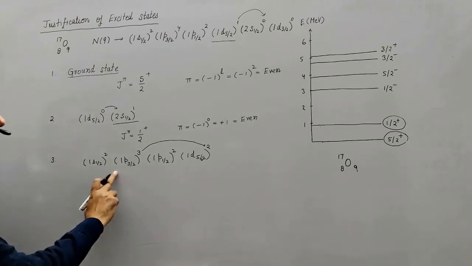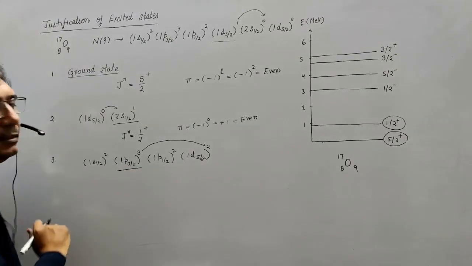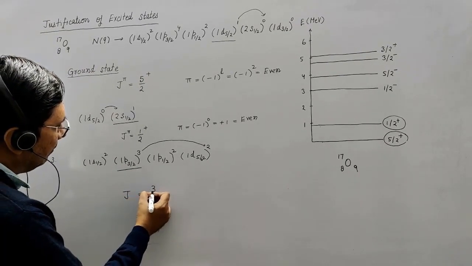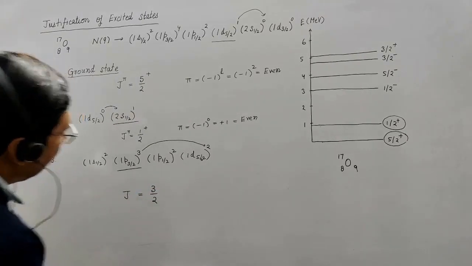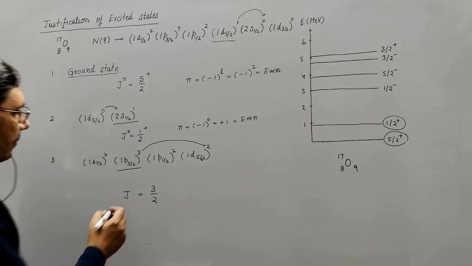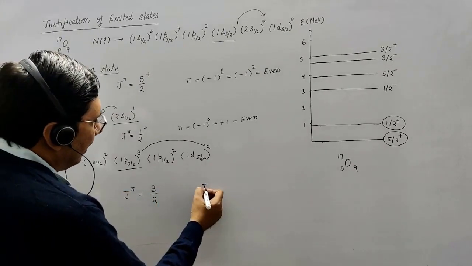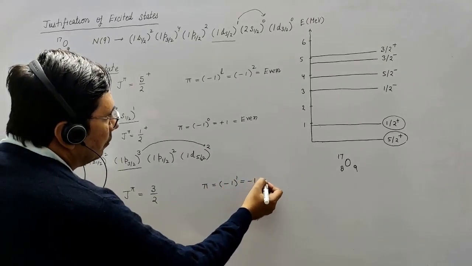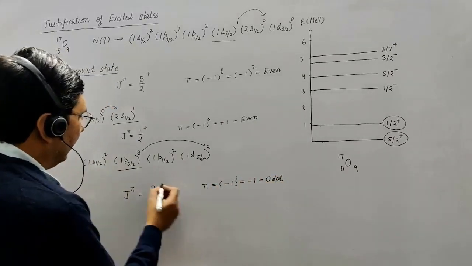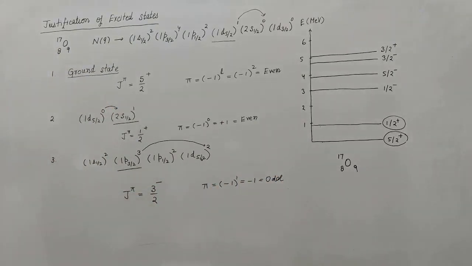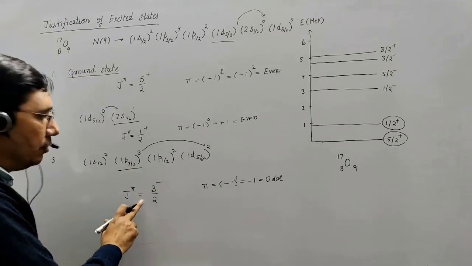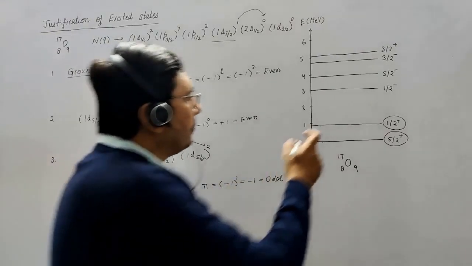Now, where will be the unpaired neutron? The unpaired neutron will be here. So what will be the excited state corresponding to this? Its J will be 3/2. What will be its parity? Its parity π will be equal to (-1)^1. So this will be minus 1, the odd parity. So this will be 3/2 minus. In this way, we have obtained another excited state, 3/2 minus.